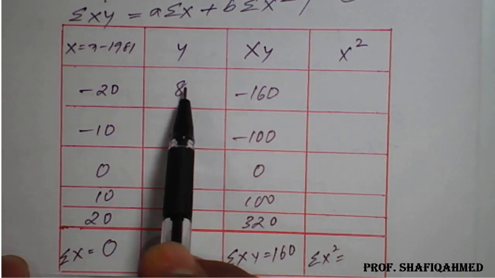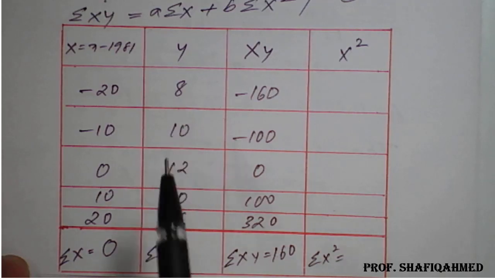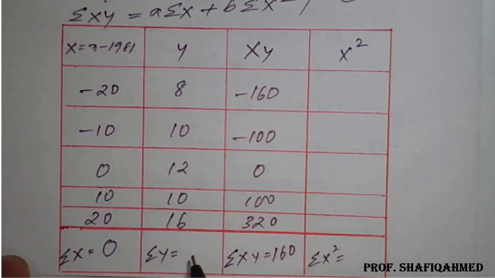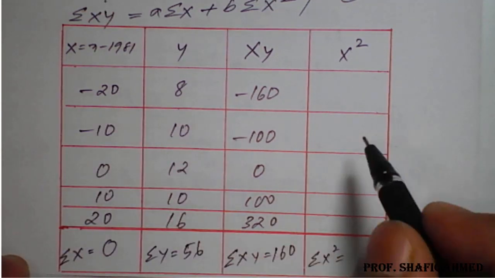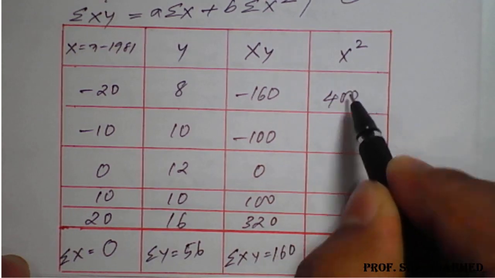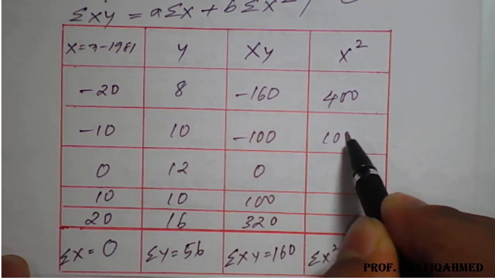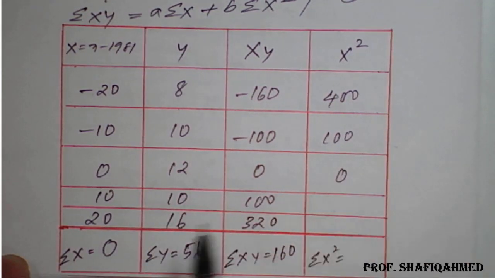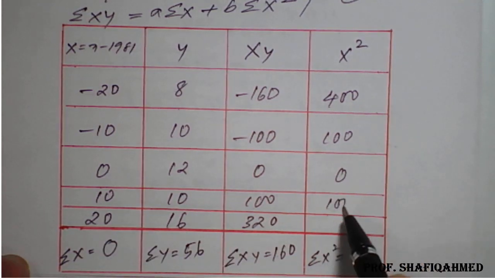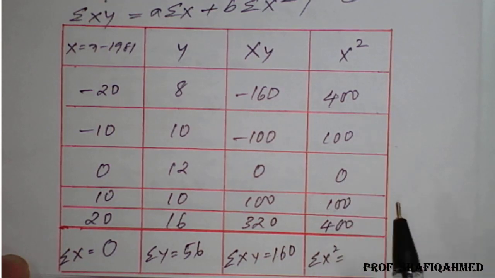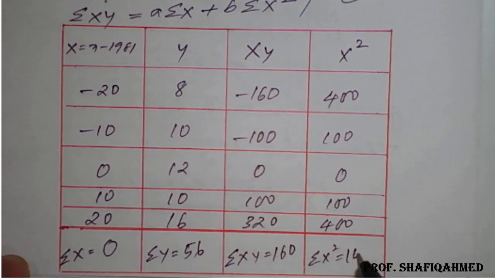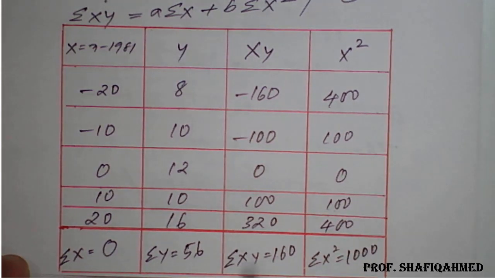And we need to add the values of y also. So if you add the values of y, it will be 56. Next, x square: minus 20 square will be 400, minus 10 square will be 100, 0 square will be 0, 10 square is 100, 20 square is again 400. So if you add these, we'll get 1000. So we got these values.